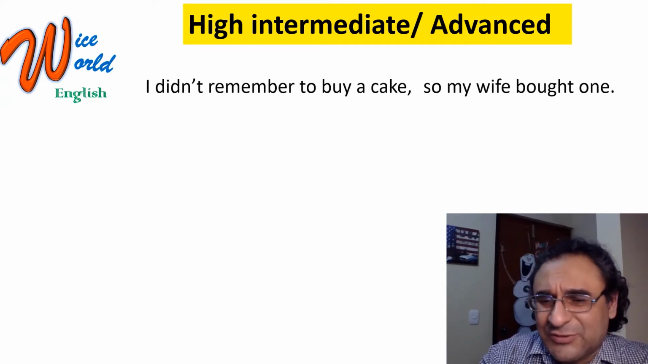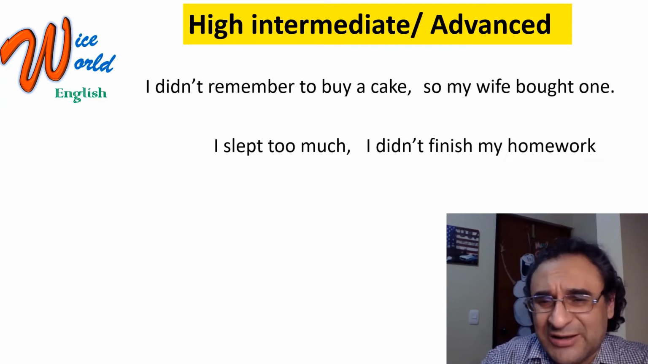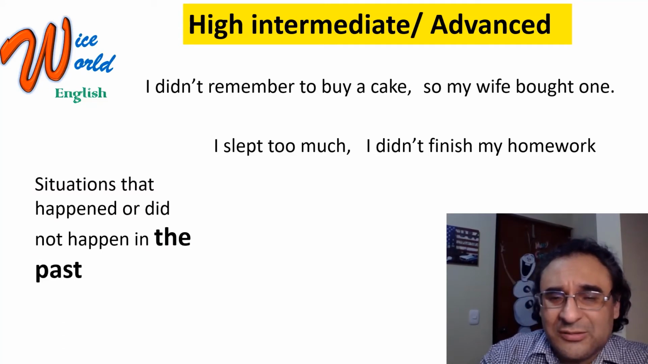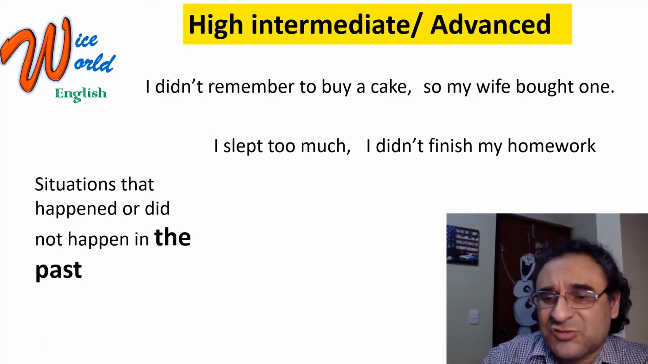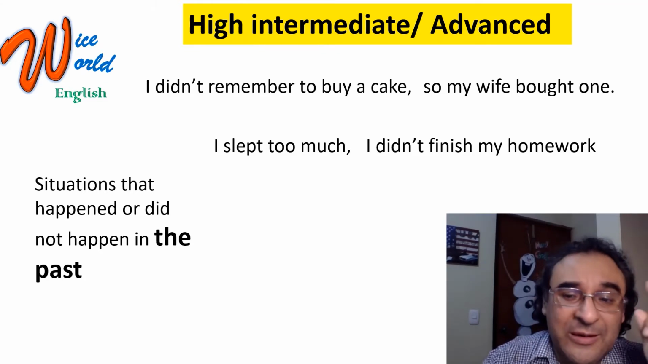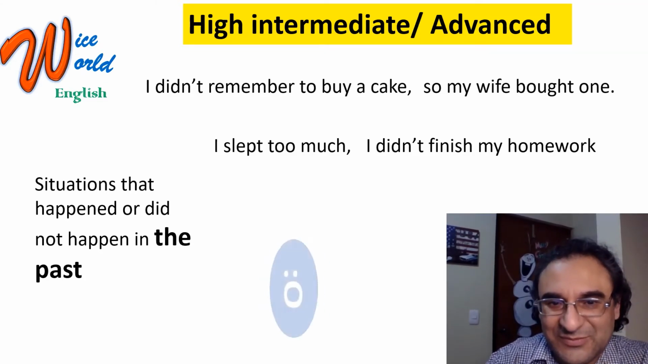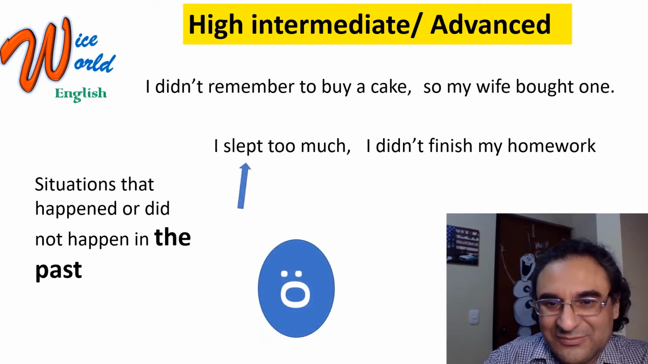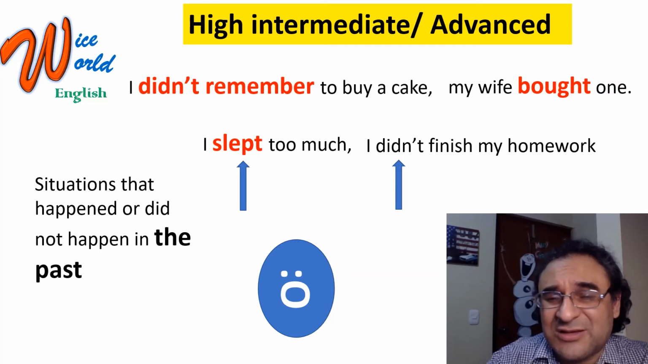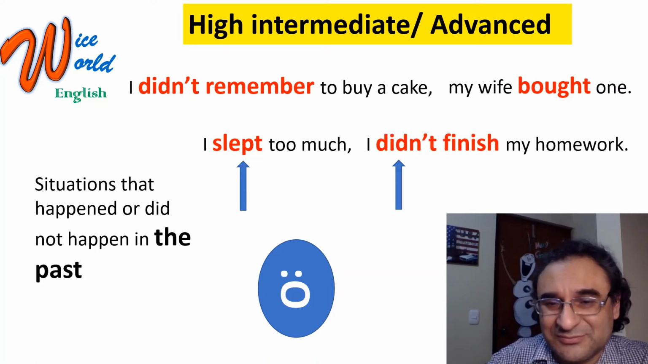Okay, I have two examples for you. Look at the two examples that I have there. For example, I didn't remember to buy a cake, so what happened? My wife bought one. I slept too much, so as a consequence, I didn't finish my homework, right? So we're talking about situations that happened or didn't happen in the past, right? If you look at the verbs, you will see that all the sentences are in the past.